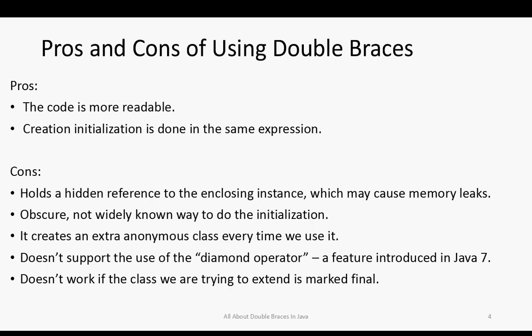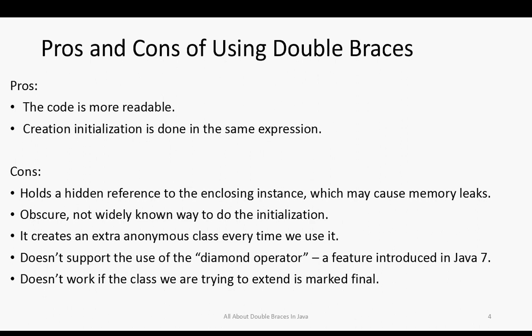While talking about the cons, it holds a hidden reference to the enclosing instance, which may cause a memory leak. Very important, and that's the reason why we call it an anti-pattern. The enclosing instance is going to be hiddenly passed on to the add method as well, and that add method may or may not make use of the hidden reference.